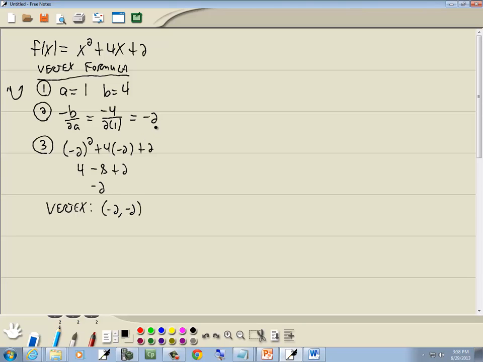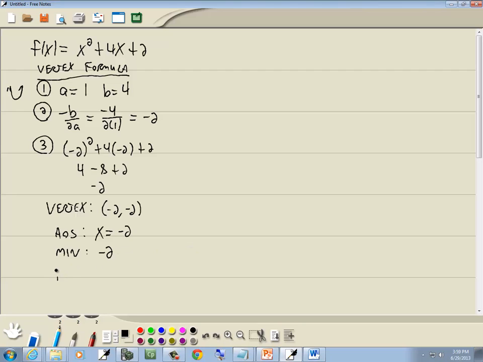The x part comes from step 2. The y part comes from step 3. Our axis of symmetry will be x equals the x part of our vertex, which is negative 2. Since our graph opens up, that means we'll have a min, and the min will be the y part of our vertex, which is also negative 2.